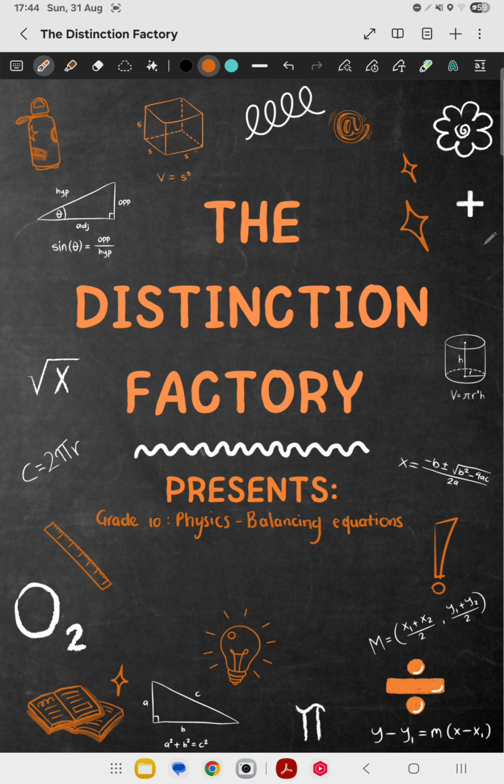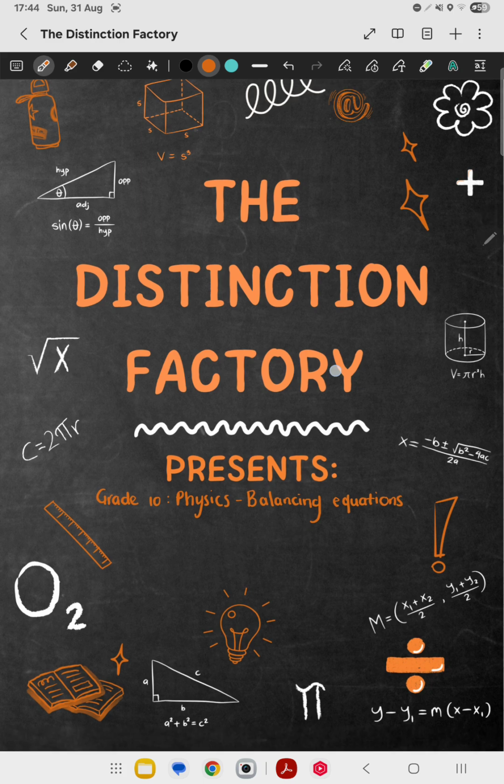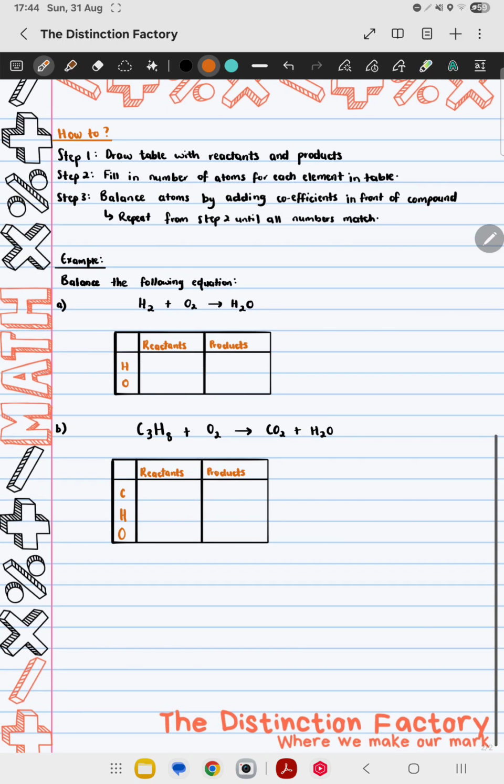And today we are going to be focusing on grade 10 physics, specifically balancing equations. So down here I've got our three steps. The first step is to draw our reactants and products table, which I have already done for us. And you'll see that I've listed each of the elements in the left hand column here. And the same thing applies here. We've got carbons, we've got hydrogens, and we've got oxygens. So make sure to state all of the elements.